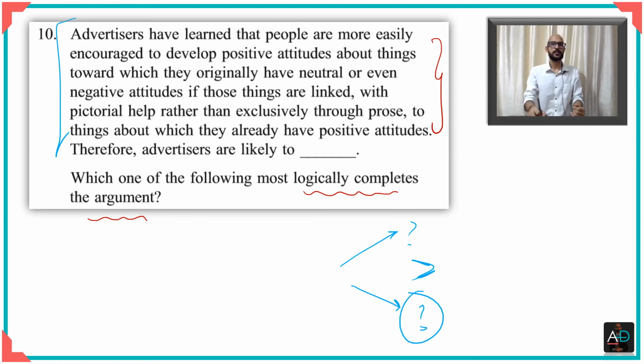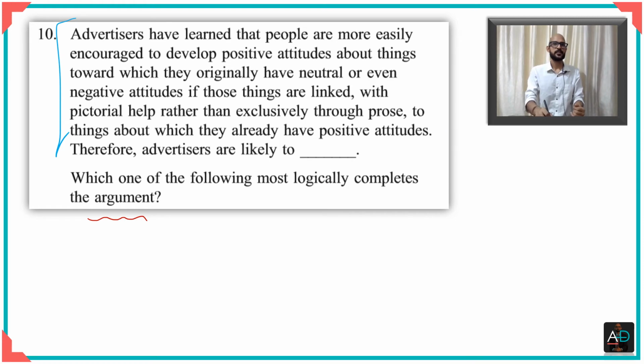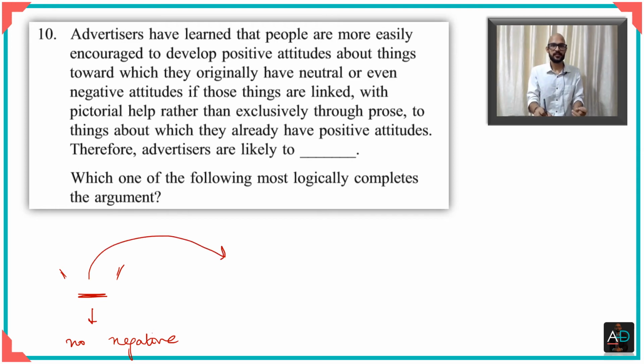So the argument that you see here says that advertisers have learned that people are more easily encouraged to develop positive attitudes about things towards which they have neutral or even negative attitudes, if those things are linked with pictorial rather than prose related cues. What that means is, let us say there is something for which they have either no attitude or even a negative attitude initially, what the advertiser says is that if these things are linked with something which is positive, and this positive thing is not prose, which means it is not text, but it is a picture.